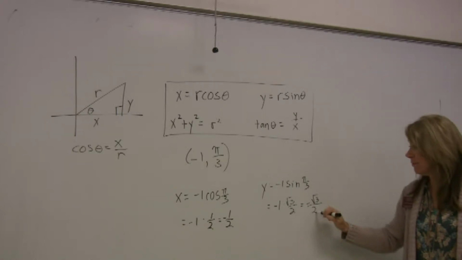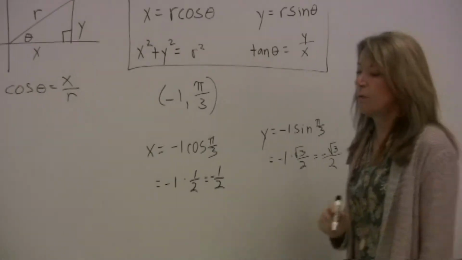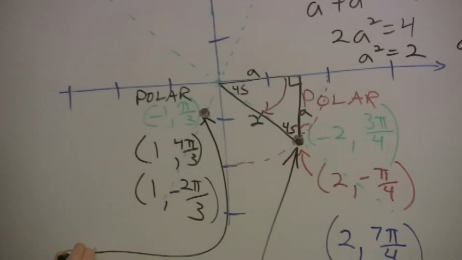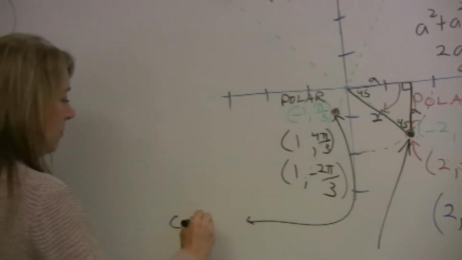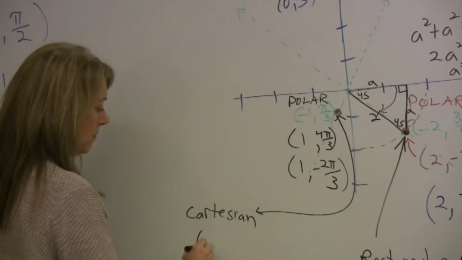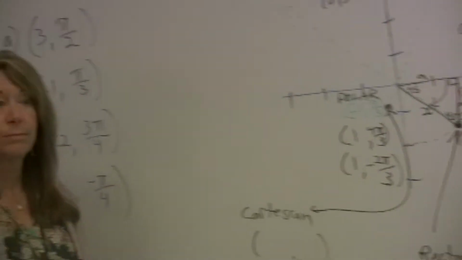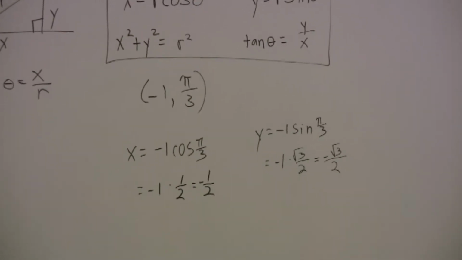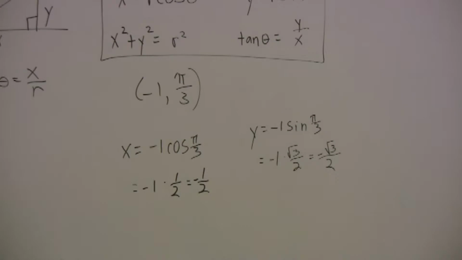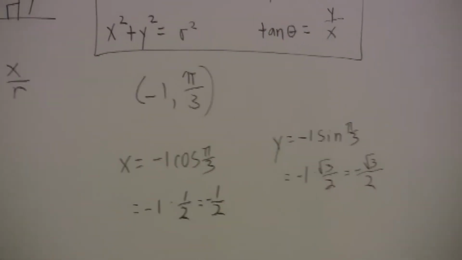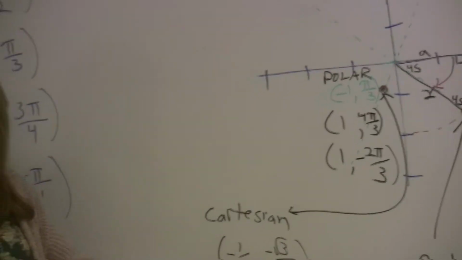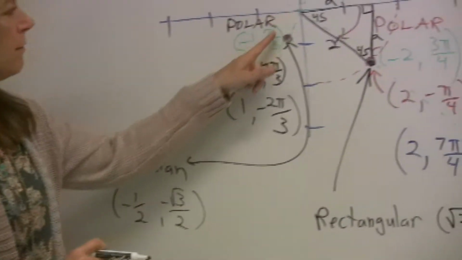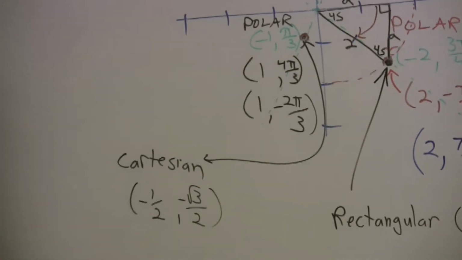Negative √3 over 2. So the Cartesian coordinates for this point are -1/2, minus √3 over 2. That's roughly 0.5 over, and this is like 0.7 or 0.8, I think 0.8. So over a half, down 0.8, roughly there.